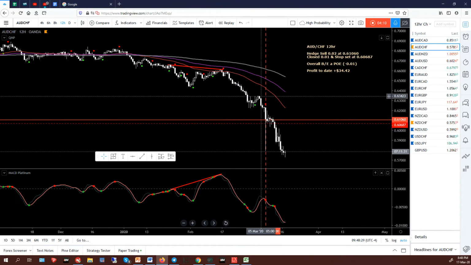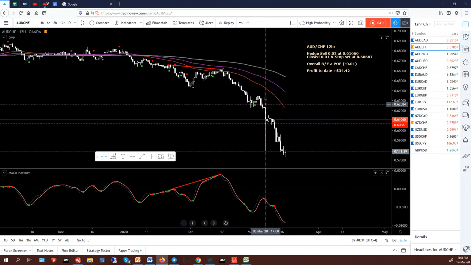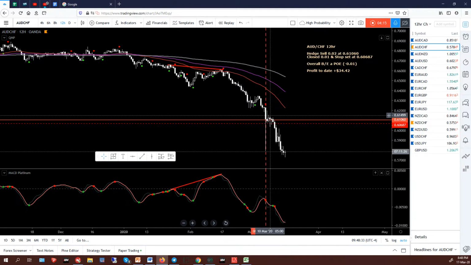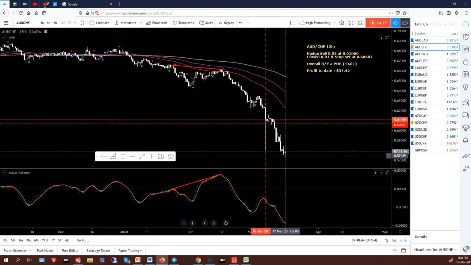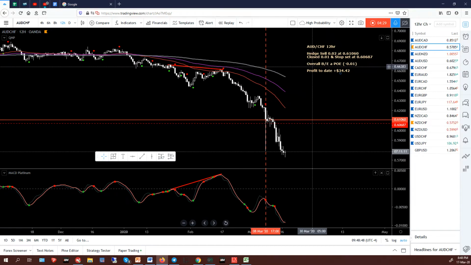I closed out that buy, and I took a partial sell close on that sell trade, then put a stop in place below my entry. That did give me a whopping profit of $6.24 in total, but the good thing is it locks in a remaining sell trade with a stop in place, so I can't lose. So that's what happened on the Aus-Swiss.